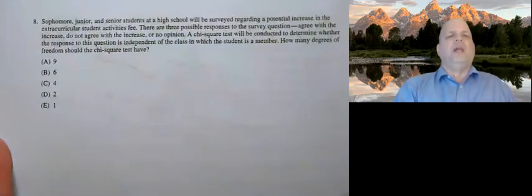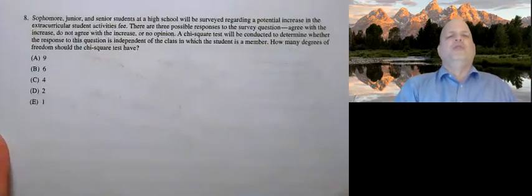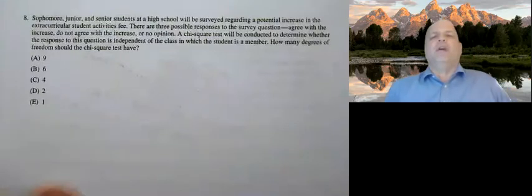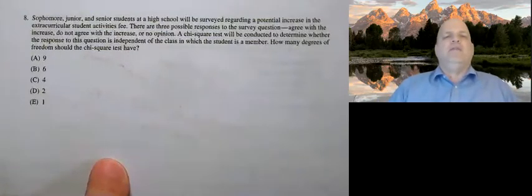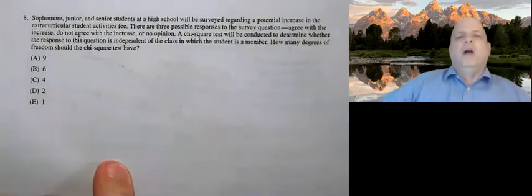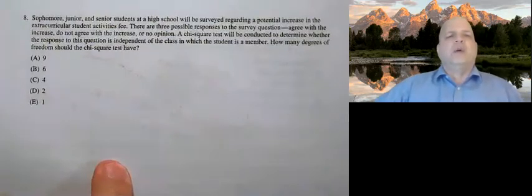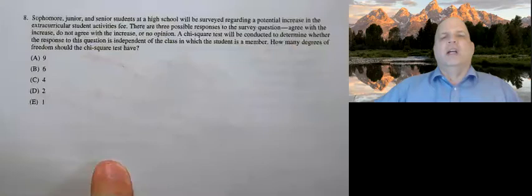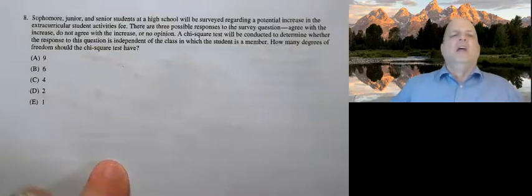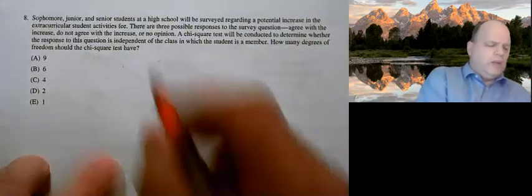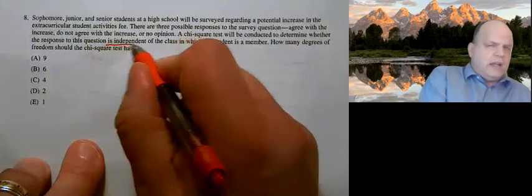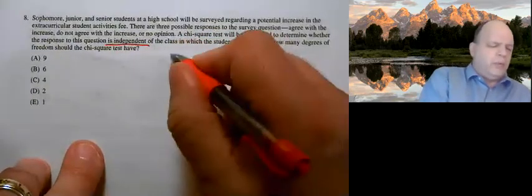All right, chi-squared. Number 8. Sophomore, junior, and senior students at a high school will be surveyed regarding a potential increase in the extracurricular student activity fee. There are 3 possible responses: agree with the increase, do not agree with the increase, or no opinion. A chi-square test will be conducted to determine whether the response to the question is independent. So we're looking at a chi-square test of independence.